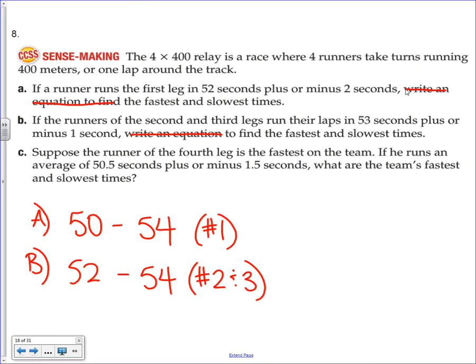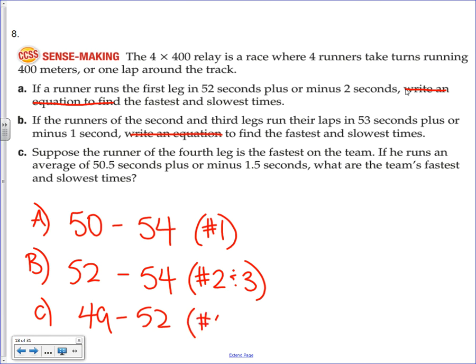Part C, we talk about the anchor, the fourth leg. He's the fastest. He's running at 50.5 plus or minus 1.5. So if I want a faster time for him, I can go down by 1.5, which gives me 49. The slower time would have it go up by 1.5, which would give me 52, and that's runner number 4.